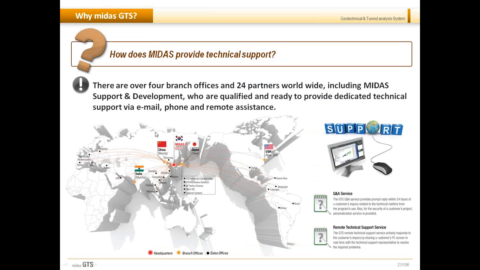Now, MIDAS provides technical support all over the world. So in a lot of countries we have partners. We have 5 branches actually in India, in the USA, in Japan, in the United Kingdom, and in China also. We have some branches and more than 24 partners in all other countries.